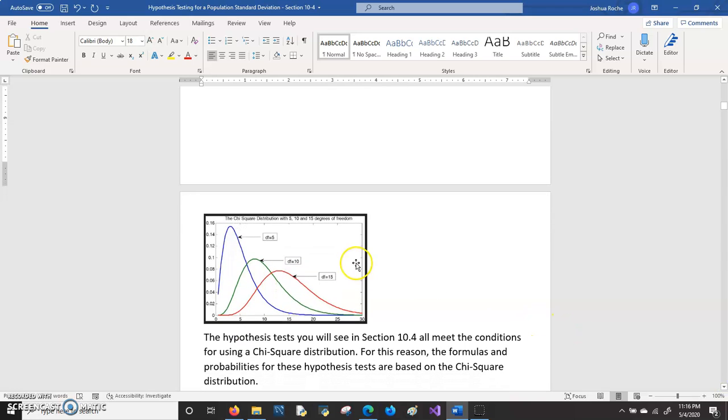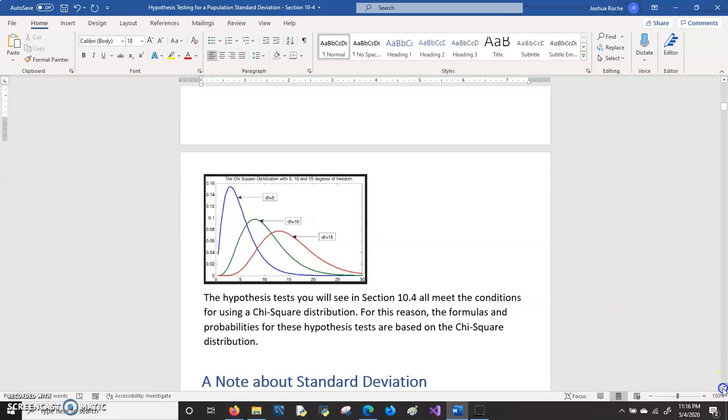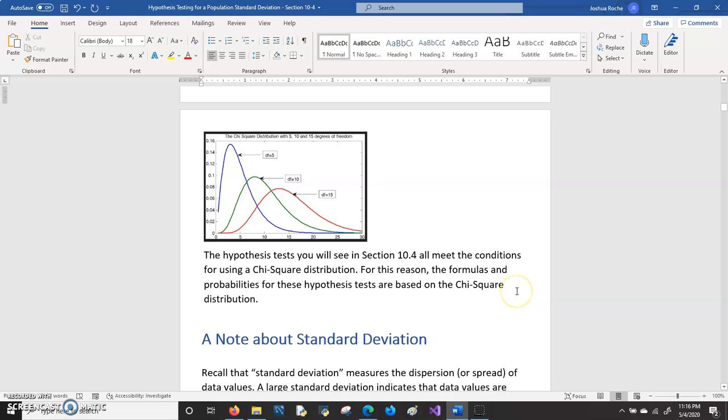Here's a picture of what these chi-square distributions look like. So they're usually skewed right. Here's a really exaggerated chi-square distribution. As the degree of freedom increases, the chi-squared curve becomes more symmetrical, and it looks more and more like a bell-shaped or maybe a T distribution.